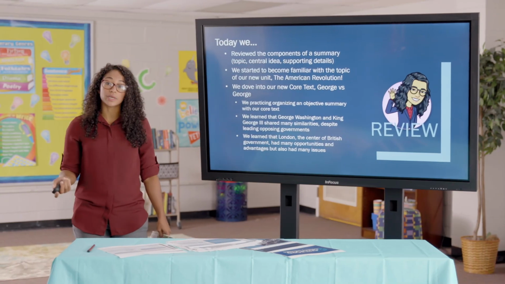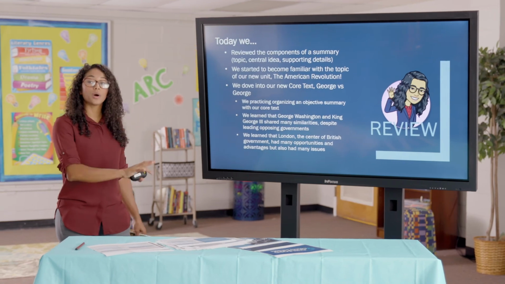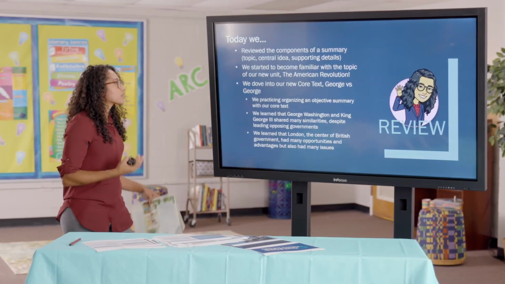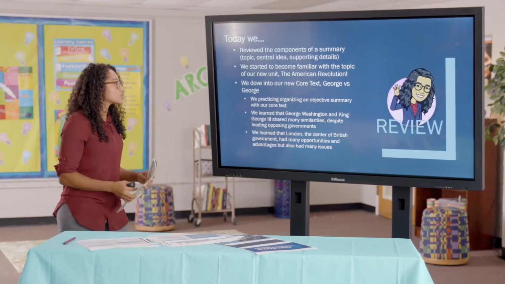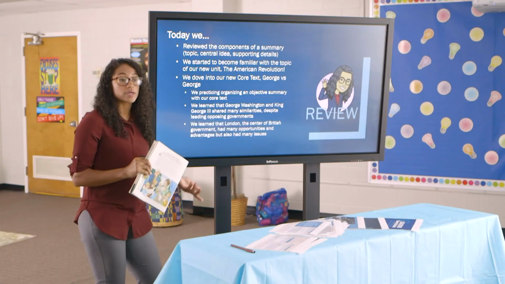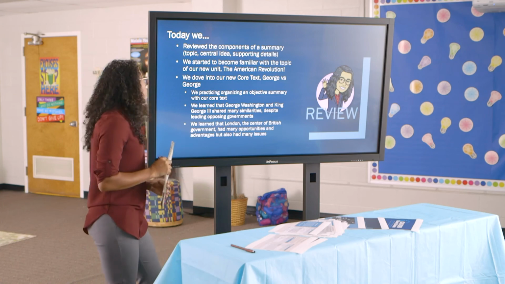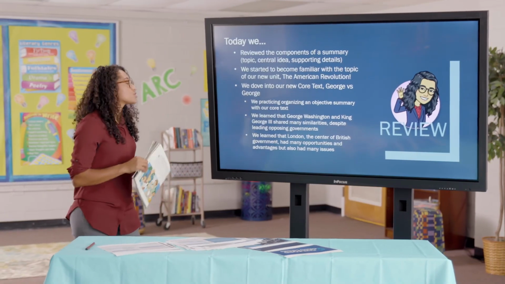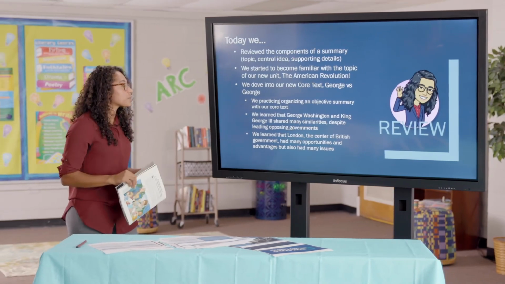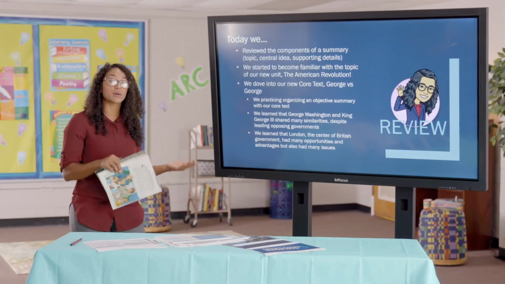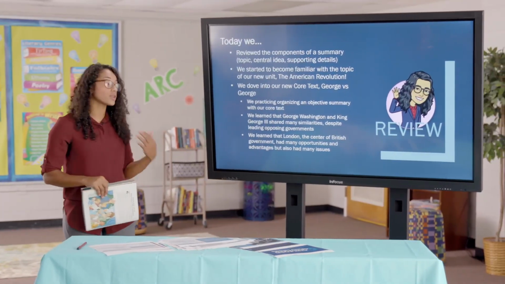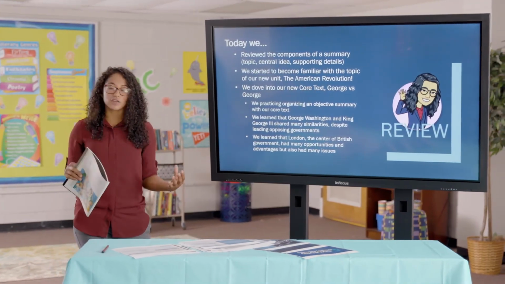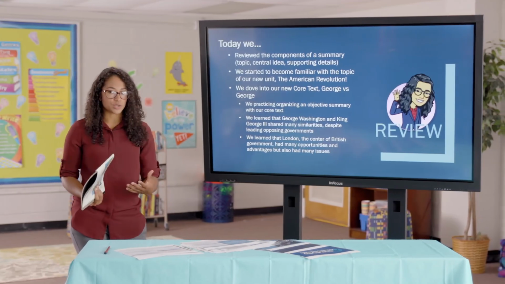So let's review what we did today. We reviewed the components of a summary. We started to become familiar with the topic of our new unit, the American Revolution. Then we dove into our core text, George versus George, where we practiced organizing an objective summary. We also learned that George Washington and King George shared many similarities despite leading opposing governments. Then we learned that London, the center of British government, had many opportunities and achievements, but also had many issues.